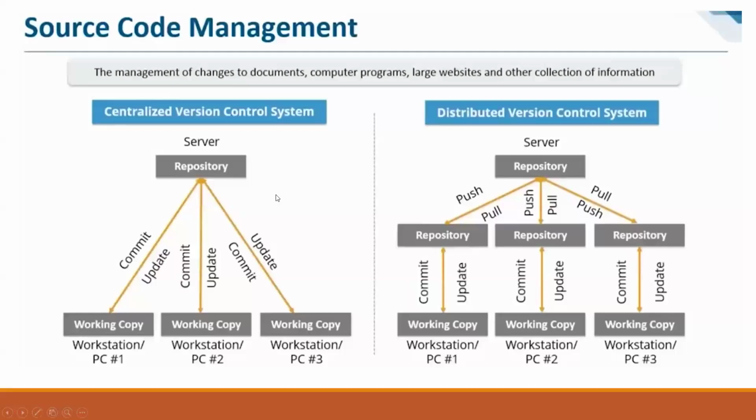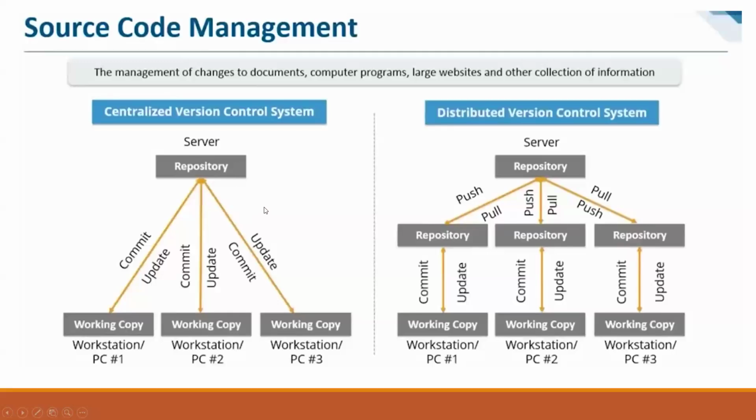So SVN is a centralized version control system. Git is a distributed version control system. Centralized version control system means, say this is our laptop. From your workstation, we directly push the code to the remote repository. If something goes wrong on the remote repository, the code will be lost. So we will lose the code, right?